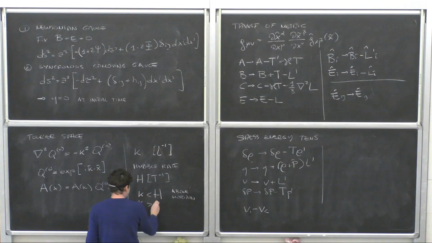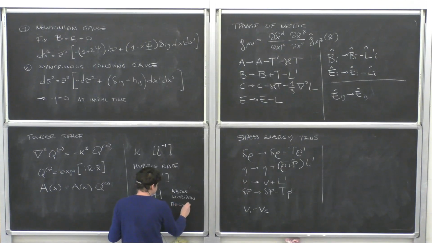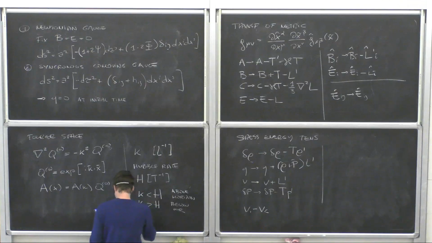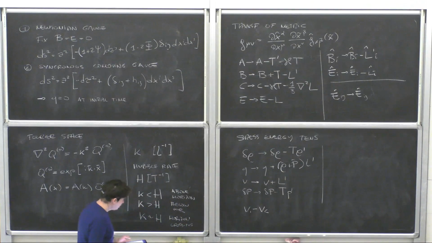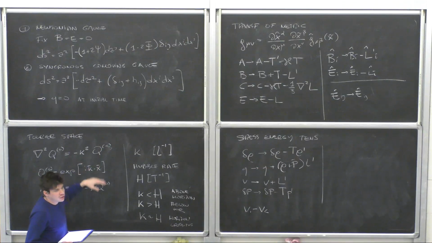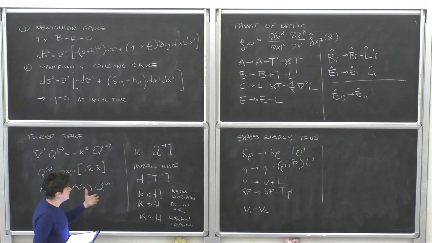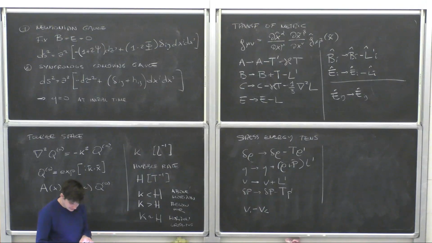And then when k is greater than h, this is below the horizon, and k equals h is called horizon crossing. Very good. So the reason why this is useful is because different k modes are going to evolve independently, which means easy to solve, and we can immediately classify the behavior of our perturbation based on some simple heuristics.